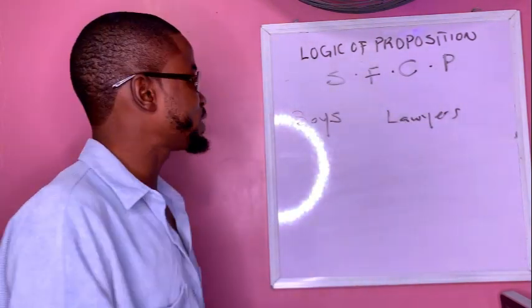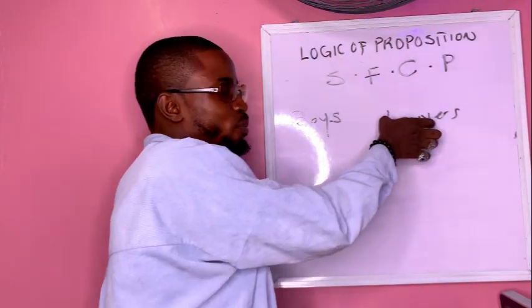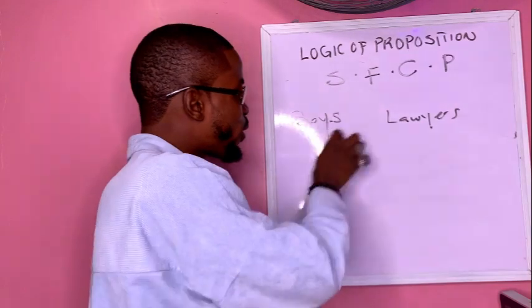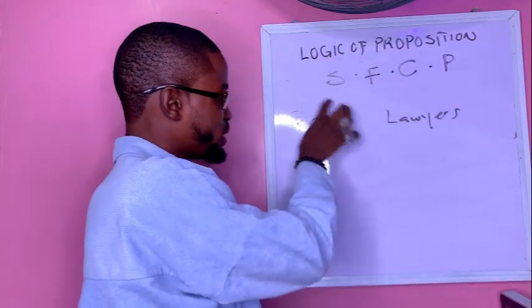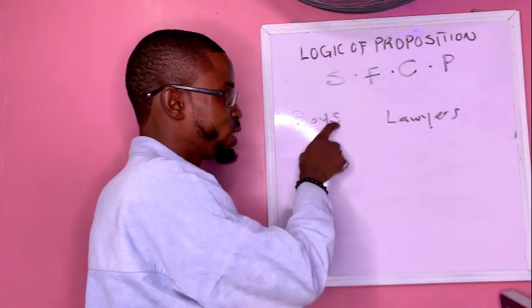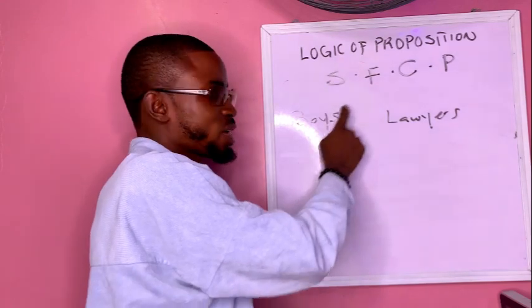Of lawyers. For instance, we can say all boys, that is all members of this class, are part of this class. So we can say all boys are lawyers. We can say no boys, that is this particular class, the class of boys, none of them are part of the class of lawyers. So we can say no boys are lawyers.